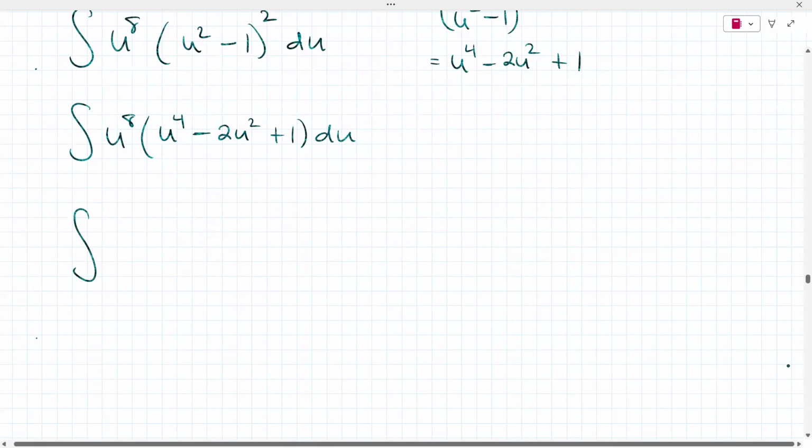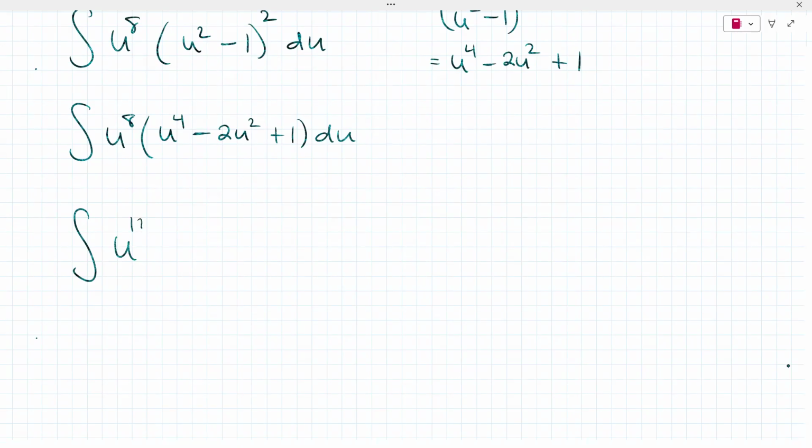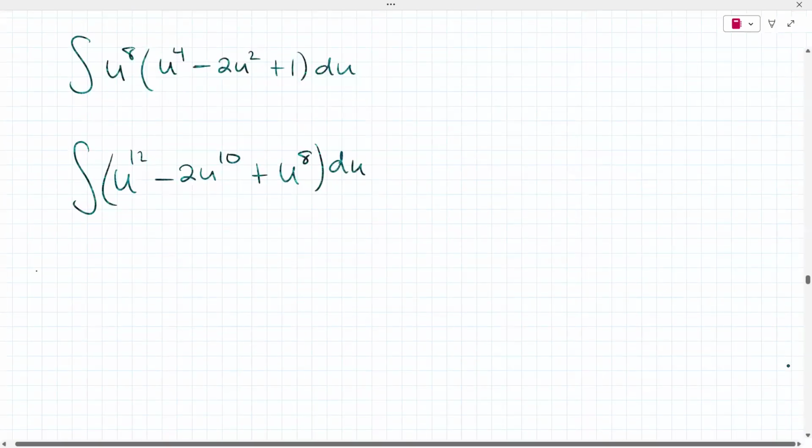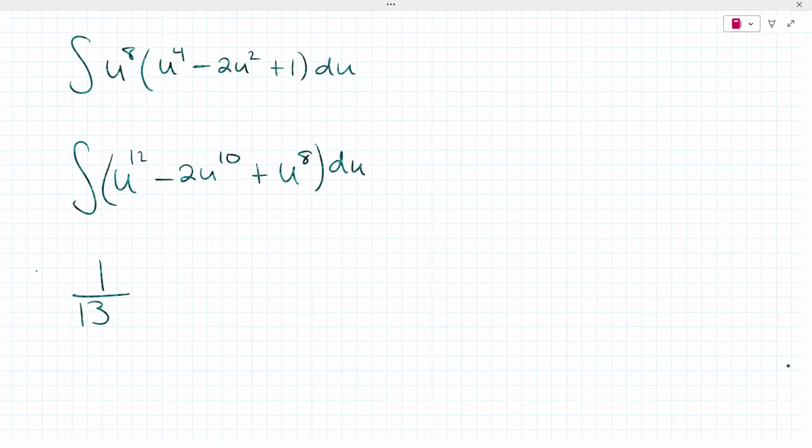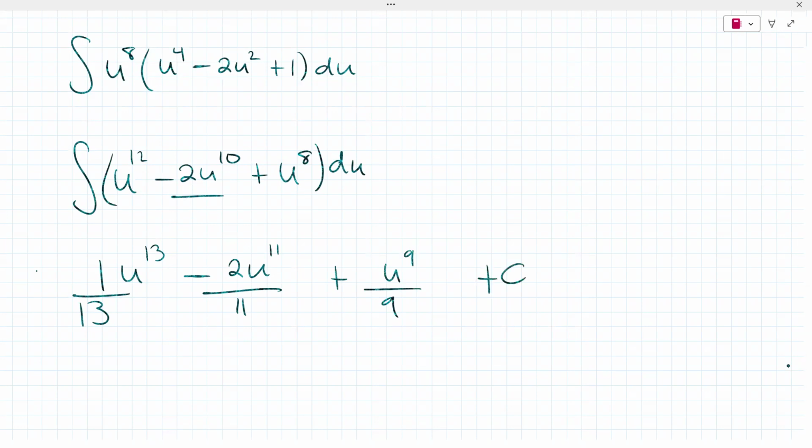U to the 8th times u to the 4th is u to the 12th, minus 2u to the 10th, plus u to the 8th du. U to the 12th. So now we can take the integral. The integral of u to the 12th is u to the 13th over 13, minus the integral of 2u to the 10th, which is 2u to the 11th over 11. The integral of u to the 8th is u to the 9th over 9 plus C.